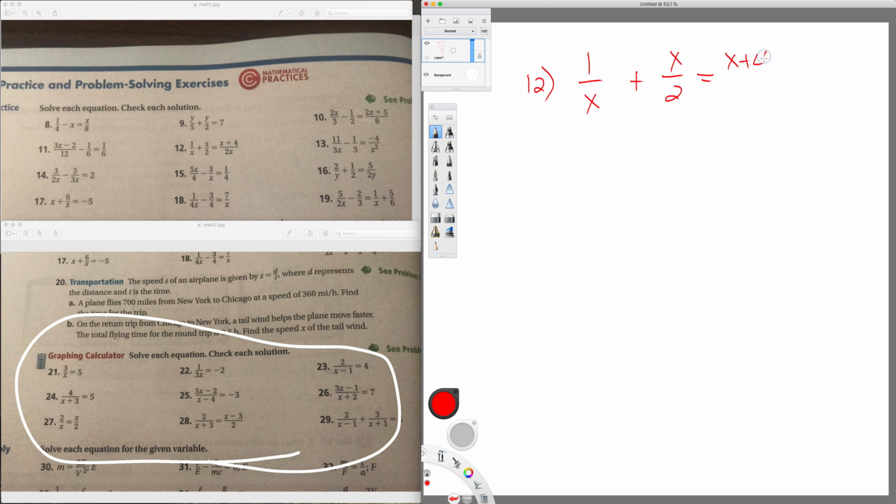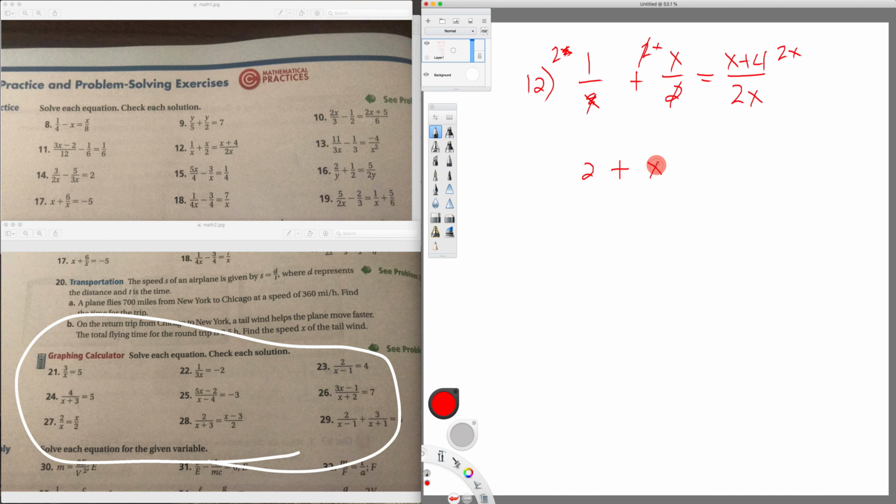And if I multiply all the pieces by 2x, here the x is going to cancel out. So I'm going to get a 2, because 2 times 1. Plus, here the 2 is going to cancel out, and I have x times x, and that's x squared. And then we have equals. Here the 2x and the 2x are going to totally cancel out, so I'll get x + 4. And we have a quadratic.